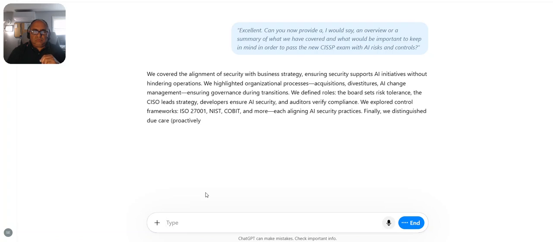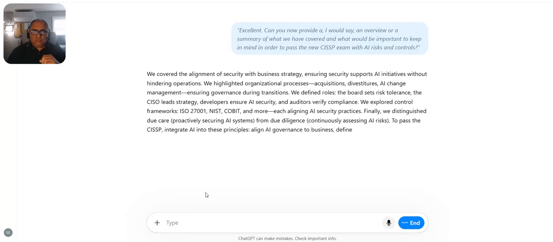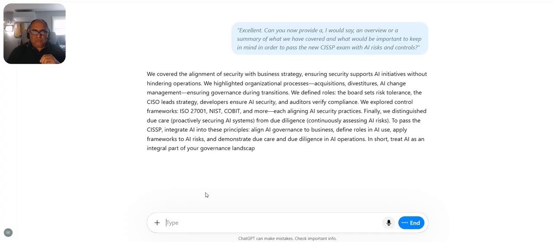Finally, we distinguished due care, proactively securing AI systems, from due diligence, continuously assessing AI risks. To pass the CISSP, integrate AI into these principles: align AI governance to business, define roles in AI use, apply frameworks to AI risks, and demonstrate due care and due diligence in AI operations. In short, treat AI as an integral part of your governance landscape.